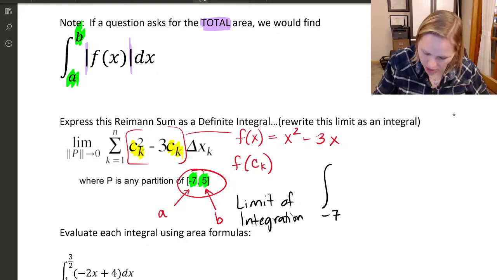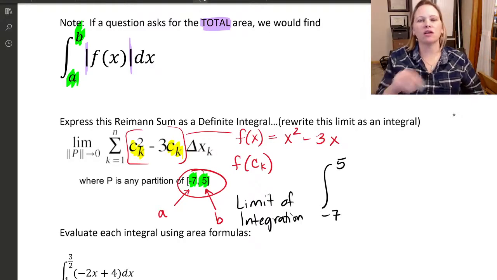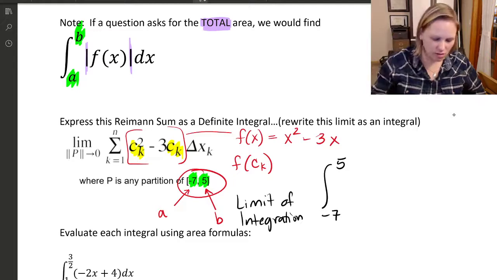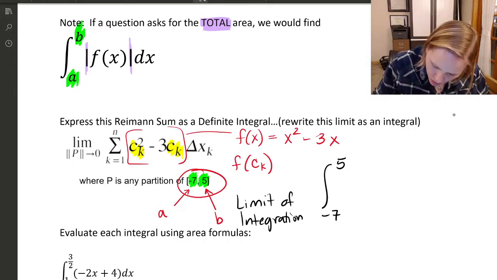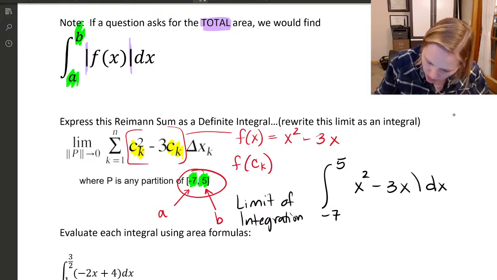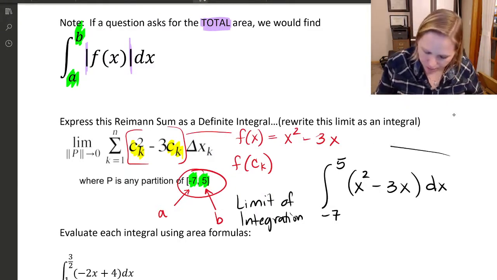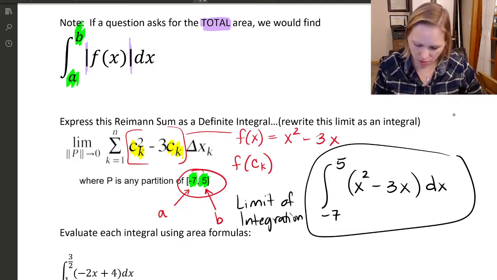So I have a lower limit that goes on the bottom, I have an upper limit that goes on the top. And usually when we talk about the area, we go from left to right, so lower to upper. So bottom is lower, top is upper, usually. And then we put the equation in, so this is f of x, so we say x squared minus 3x, and then we always button it up with a little dx, and I like to wrap up my function with a little set of parentheses, just so I keep it all together.